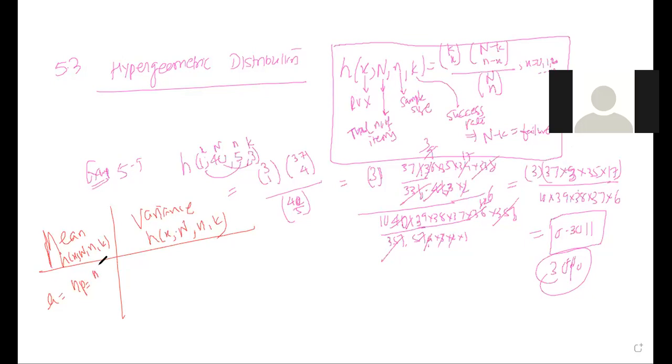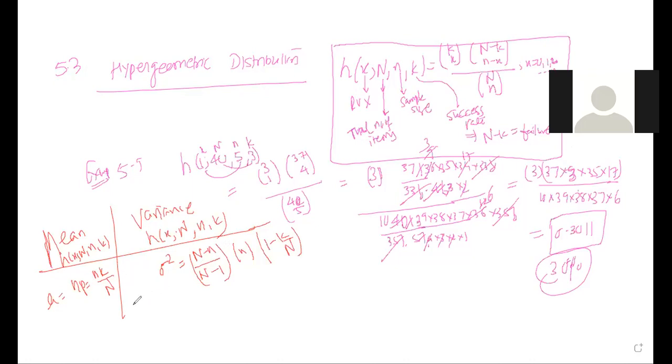So that means it is nK divided by N. And my variance sigma square is given by (N minus n) over (N minus 1) times n times K over N times 1 minus K over N. Right, guys, 1 minus K over N. Just keep this thing in mind.